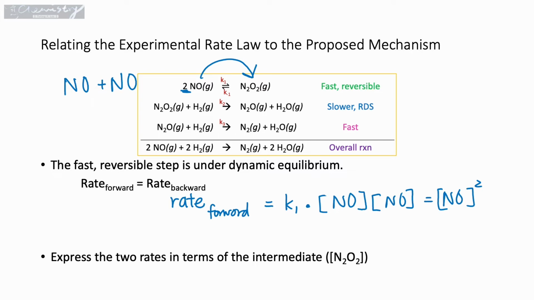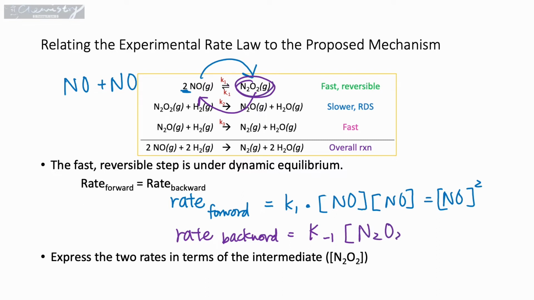And then the rate of the backward reaction, so remember this is reversible, is going to equal K negative 1 multiplied by, this time, the reactant N2O2. So N2O2. So these are the two expressions from the reversible step.